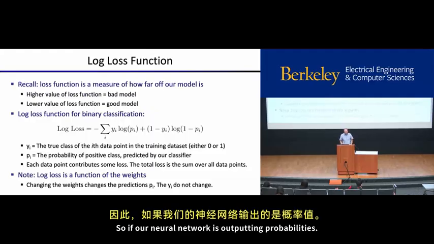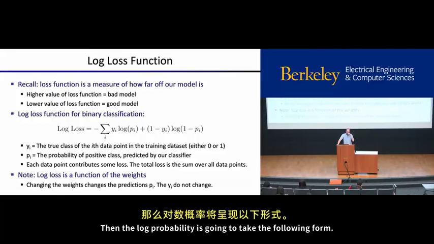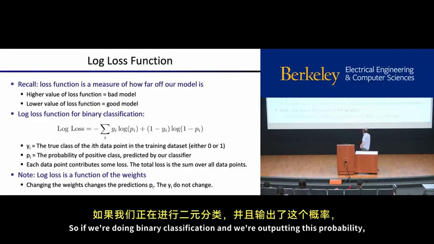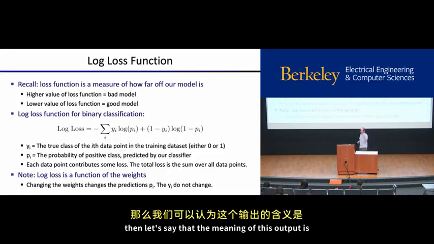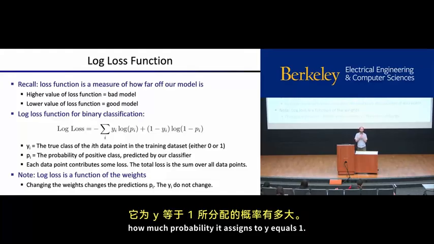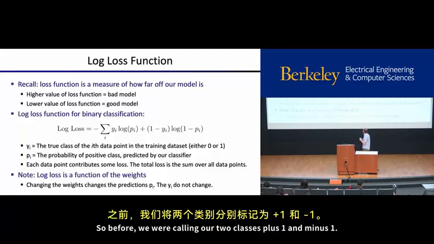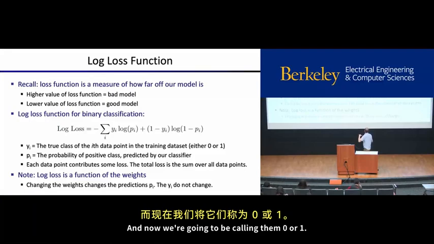Okay, so if our neural network is outputting probabilities, then the log probability is going to take the following form. If we're doing binary classification and we're outputting this probability, then let's say that the meaning of this output is how much probability it assigns to y equals 1. Before we were calling our two classes +1 and -1, and now we're going to be calling them 0 or 1.